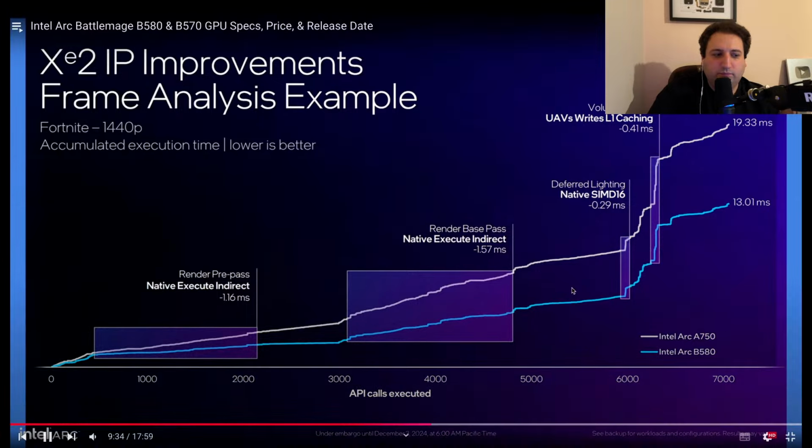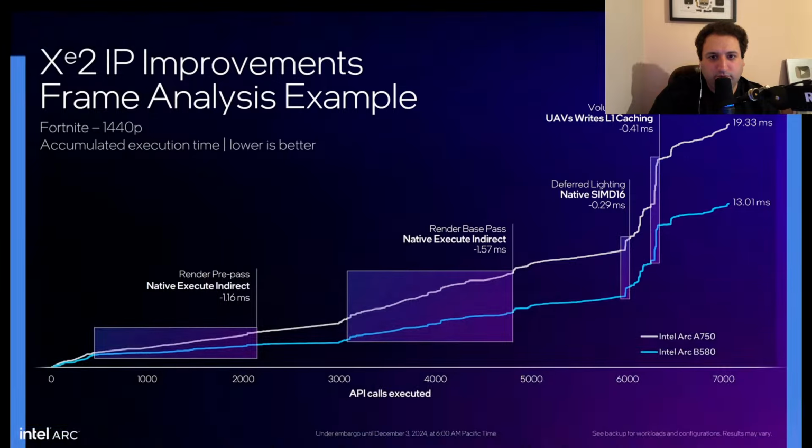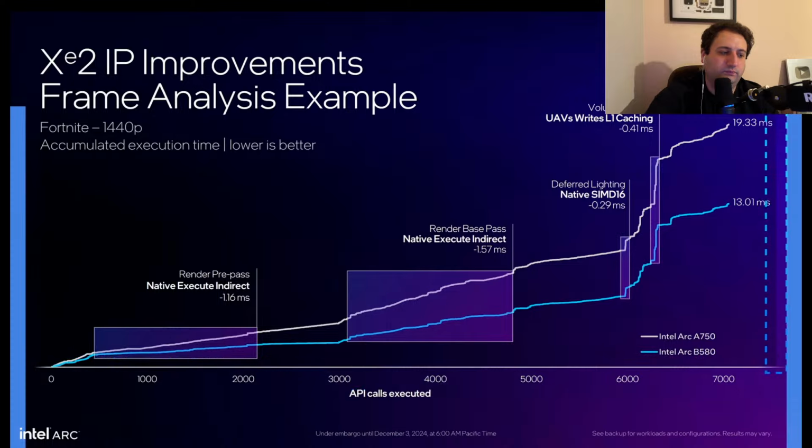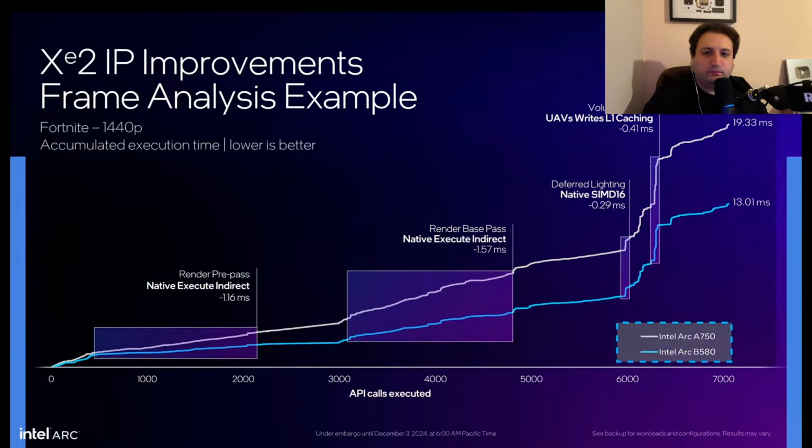This particular slide is actually really cool. I like this one. It shows some interesting stuff. So this shows an intra-frame analysis from a single frame ripped out of a Fortnite session at 1440p. The horizontal axis is for the API call execution by count, with the vertical axis representing time. And here, since it's one frame, we're seeing one entire frame time. The wider of these lines shows an A-series GPU against B-series.